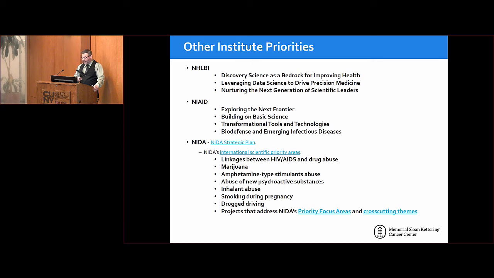And you'll notice at the very end, one of the international scientific priority areas that's available from NIDA are any of the priority focus areas for the entire institute. So they have specific ones for international, but if you fit into any of the other NIDA ones, we'll take those too. So the whole thing kind of gives you an idea of what is out there and how you can fit your grant to any particular funding opportunity.